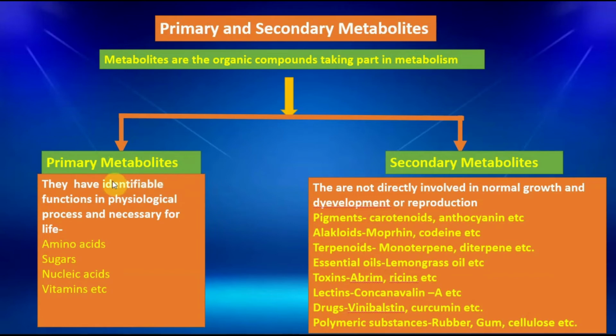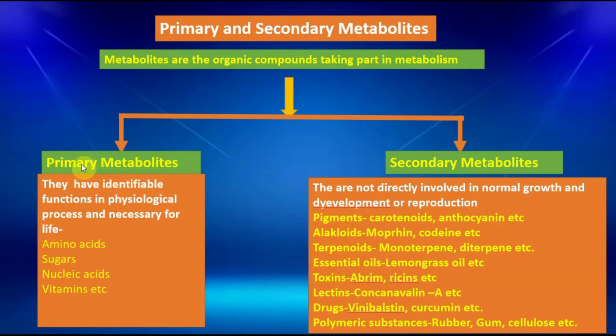Glucose is essentially necessary for life because it is the source of energy. Then amino acids are essentially necessary because they are the building blocks of protein. Without protein, life cannot sustain. Similarly lipids also. Vitamins and hormones, all these are essentially necessary for the existence of life, and such a type of metabolite is known as the primary metabolite.